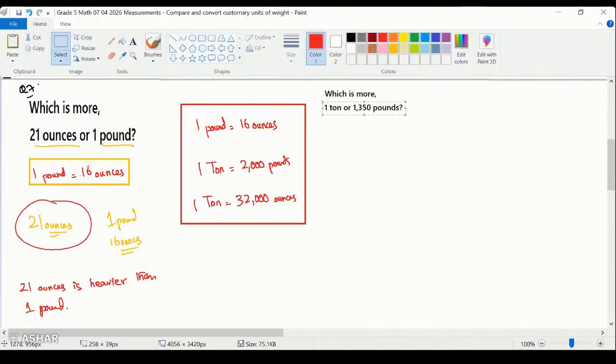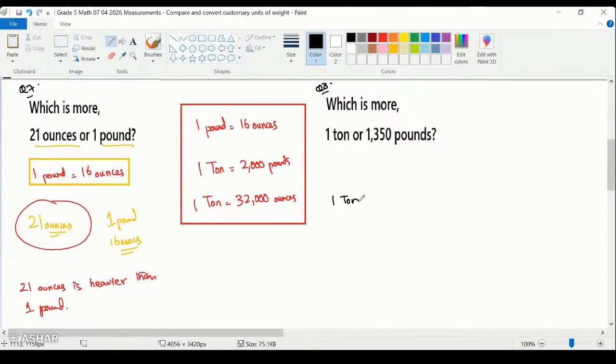Which should be heavier? See, a ton is a greater quantity, right? So we can always break the ton into pounds. We have the quantities 1 ton and 1,350 pounds. We know that 1 ton is equal to 2,000 pounds, right? And when we compare them, since they both are in pounds, which quantity is heavier?